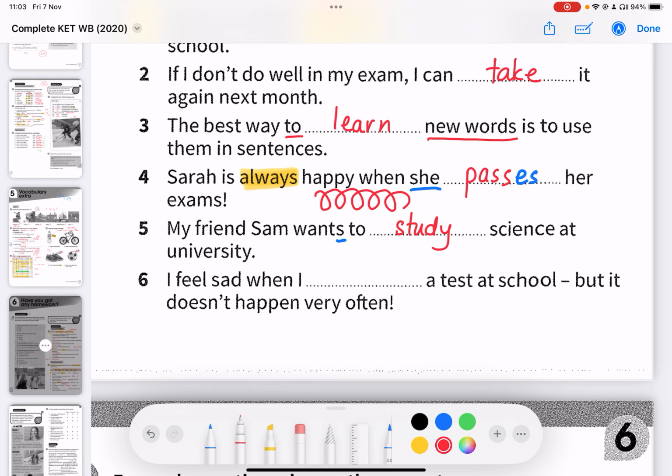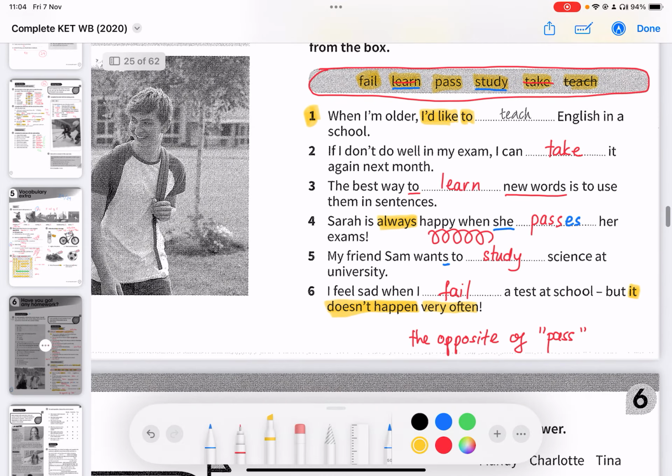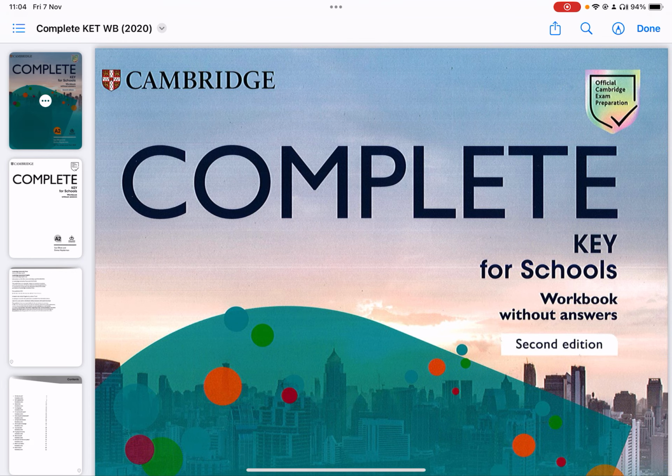Pass? Of course not, right? It is the opposite of pass. What is that? Yes, you got it. When I fail a test at school. But yeah, I hope it happens to you too, that it doesn't happen, không xảy ra very often, thường xuyên lắm. I hope so. All right, so for this one, you can get 5 points. Yes. Right. So I'm going to pause it here so that you can check in the next video.